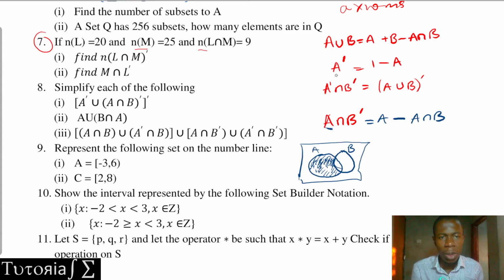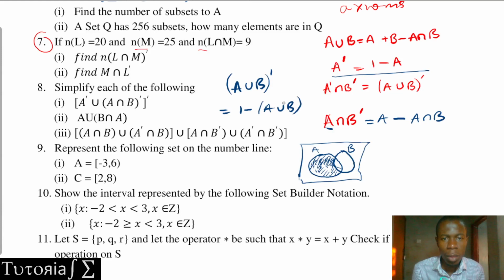So on this one, if you have, let's say, A union B, then complement. If you want to get rid of the complement, this is equal to 1 minus A union B. Okay, A union B complement is basically equal to 1 minus A union B. This is what this means. When you have something complement, this is just 1 minus that thing without the complement.